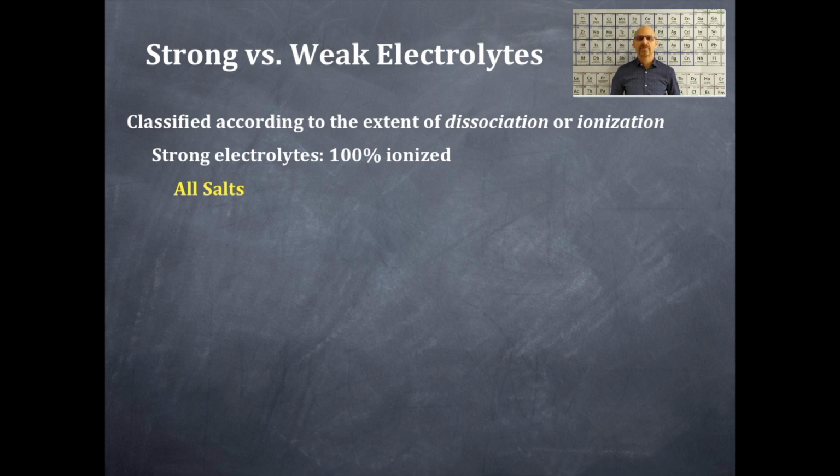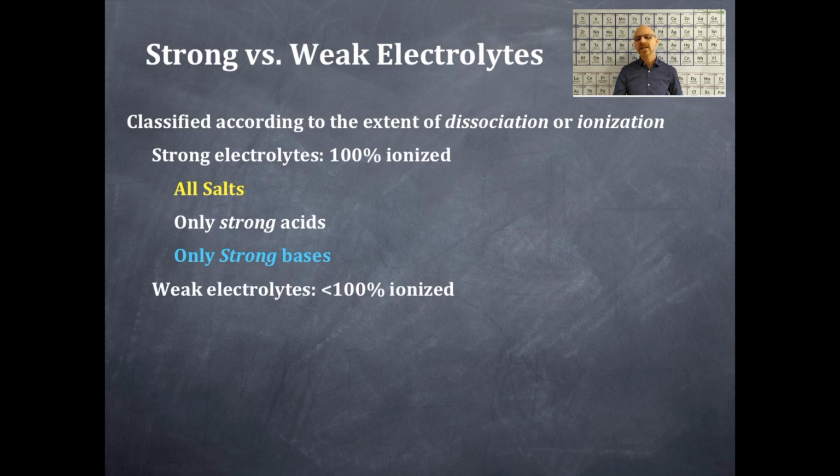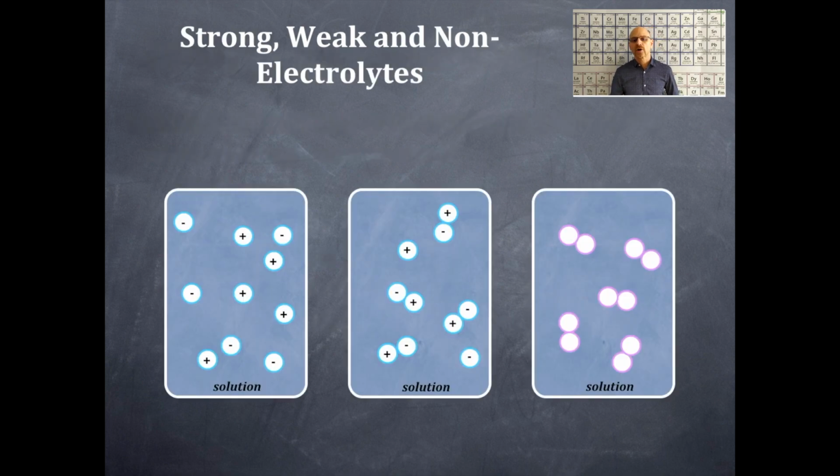All salts fit into this category. Only the strong acids dissociate 100%. Only the strong bases dissociate or ionize 100%. Weak electrolytes dissociate or ionize less than 100%. So it could be 99%, which is still less than 100%. So acids and bases that are not strong, i.e. weak acids and weak bases, fit within this category of a weak electrolyte. So, strong, weak, and non-electrolytes: let's give a diagrammatic picture of what this actually looks like so you can see this at the molecular level.